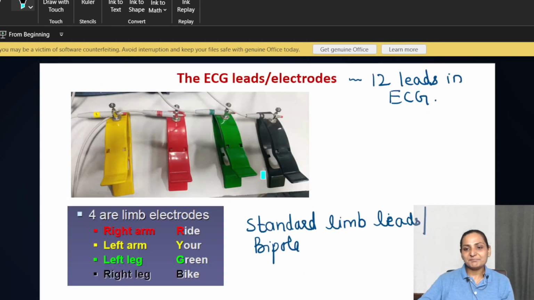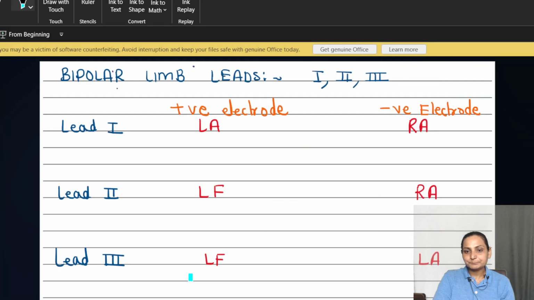So this is a very easy and a beautiful diagram for you to remember that there is a color coding. Ride your green bike, we can remember it like this. Ride your green bike. So right arm red, left arm yellow, left leg green, and right leg you use an extra for earthing. Okay, that is which you use. So these are the bipolar limb leads.